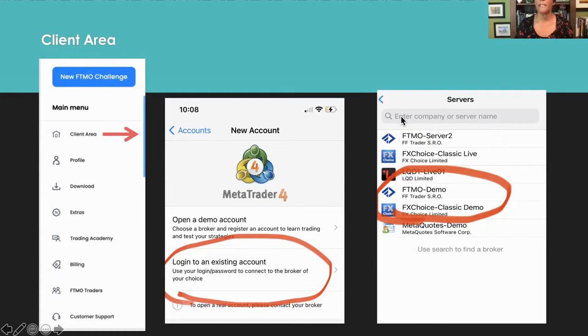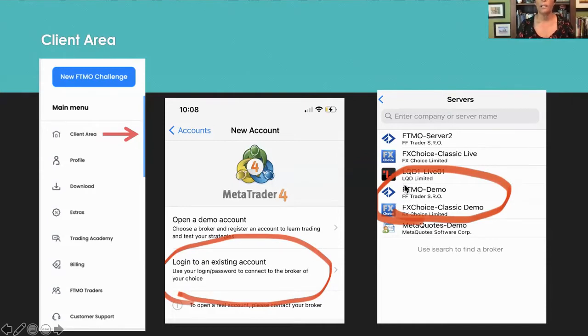So type in FTMO, and you will see that it comes up FTMO Server 1, FTMO Server 2, and FTMO Free Trial or the demo are your choices. If you have a challenge, click on Server 2. For some reason, every time I click on Server 1, it won't work. The next screen, you plug in your login number and your password.